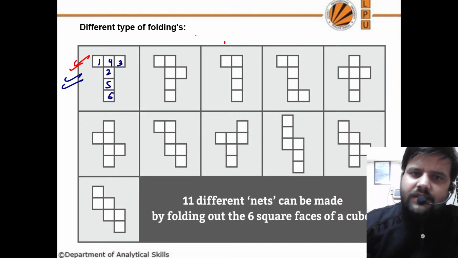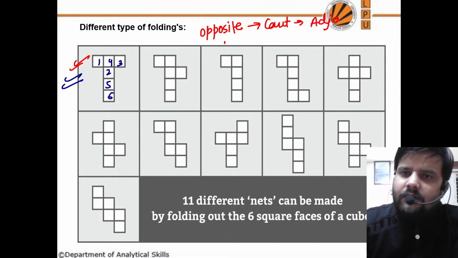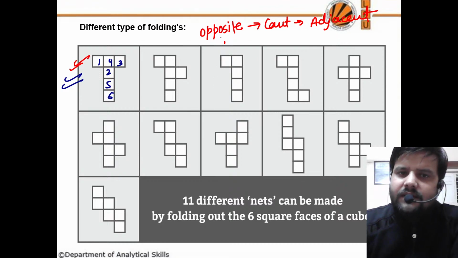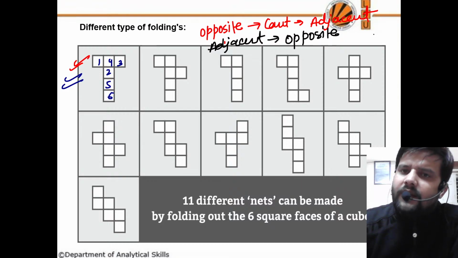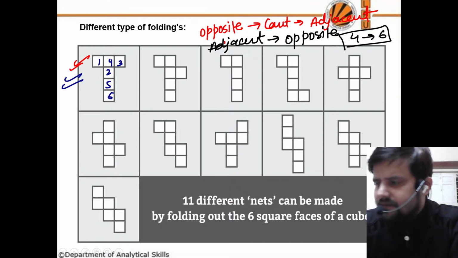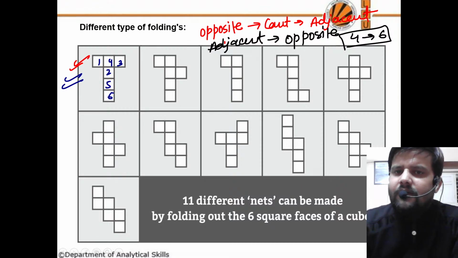First thing is, if number is opposite, that can't be adjacent. Getting my point? If a number is opposite, that can't be adjacent. If number is adjacent, that cannot be opposite. Remember it as a rule. For an example, if in a dice 4 is opposite to 6, so they can never be adjacent to each other. Getting my point? Only one of the thing will be true, either adjacent or opposite.